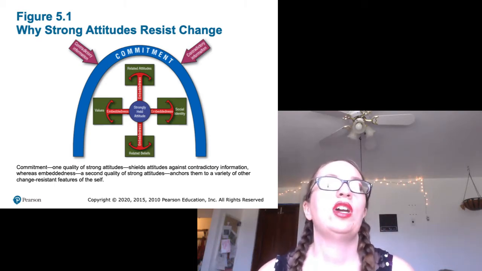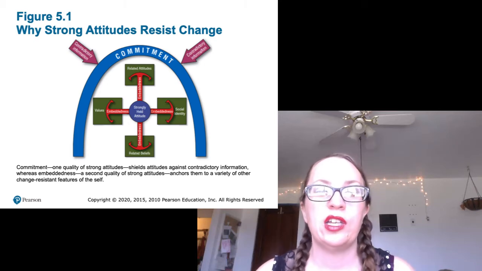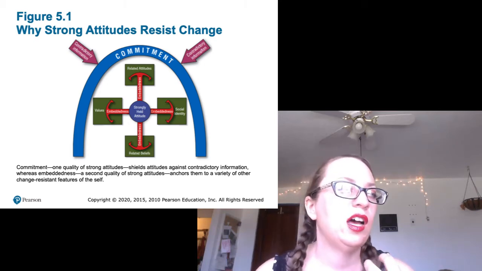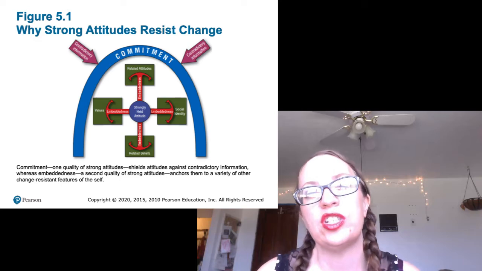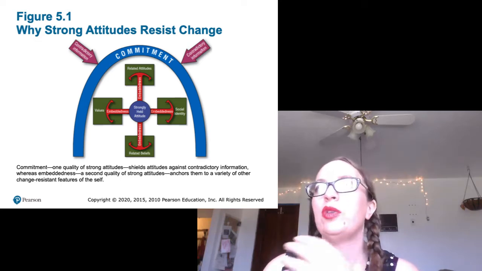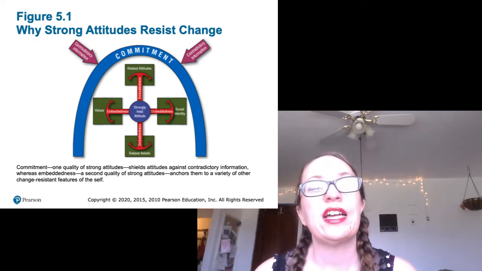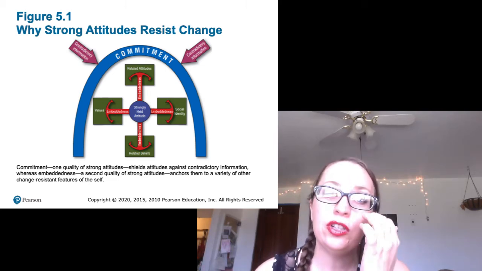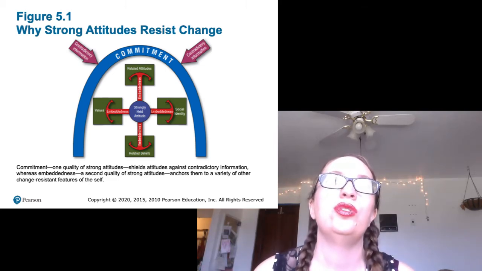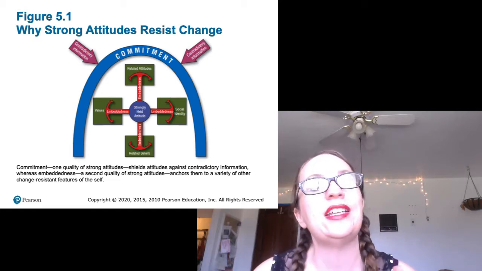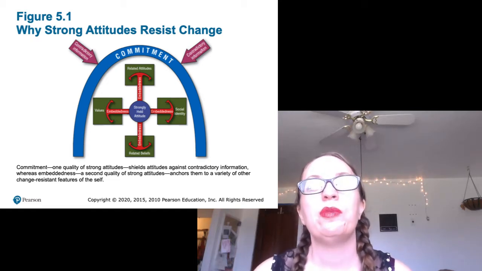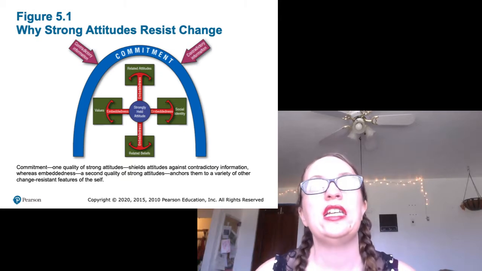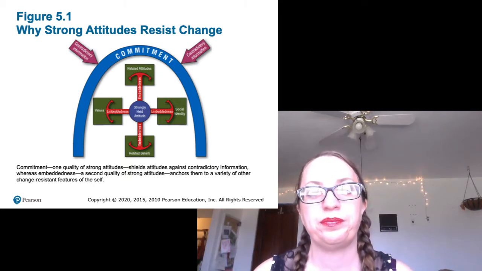So how much do you identify with being a Republican or a Democrat? How much do you identify with being a Christian? Like how much is that part of who you are? And without that, you would lose something of yourself. That's embeddedness. And being committed to an attitude causes one to review relevant information in a biased way. So remember, commitment means the certainty that your attitude is correct.